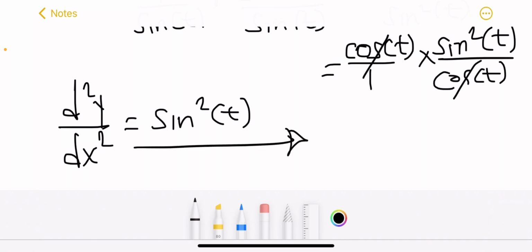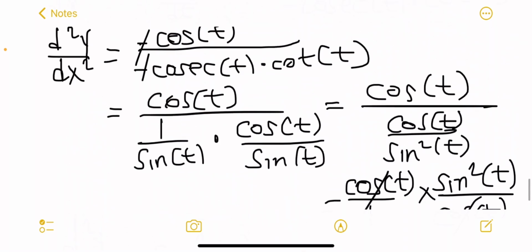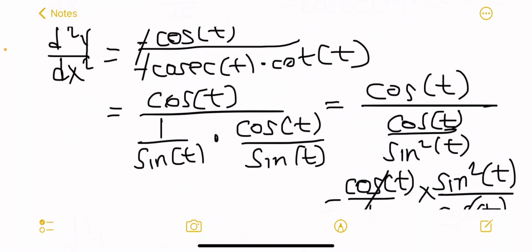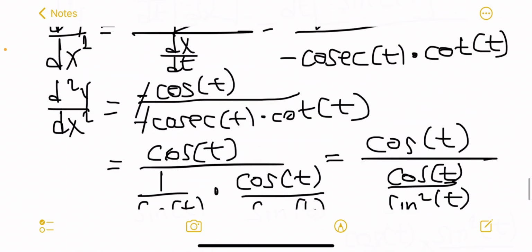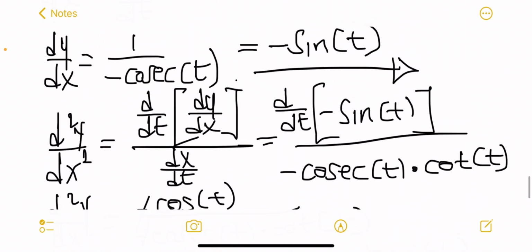So the first thing that we do is to find dy over dx. And then from dy over dx, we use the formula d squared y over dx squared is equal to d over dt of dy over dx over dx over dt. And then you simplify, you find your answer.